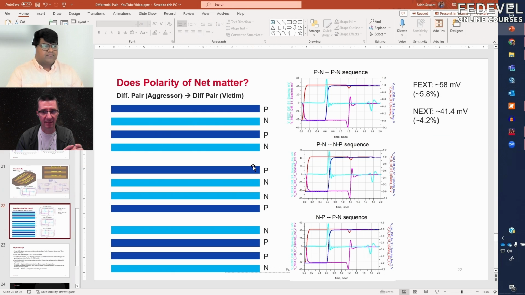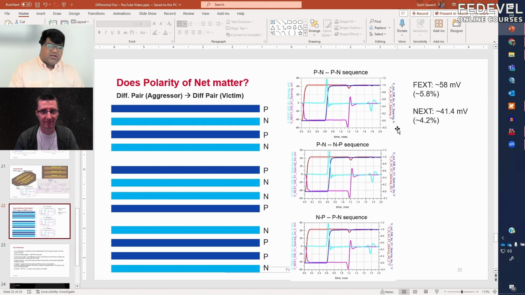As and when we are routing, for example, differential pairs close to each other, there is not going to be as much crosstalk. It really doesn't matter if it's PN or PN. It's all the same.